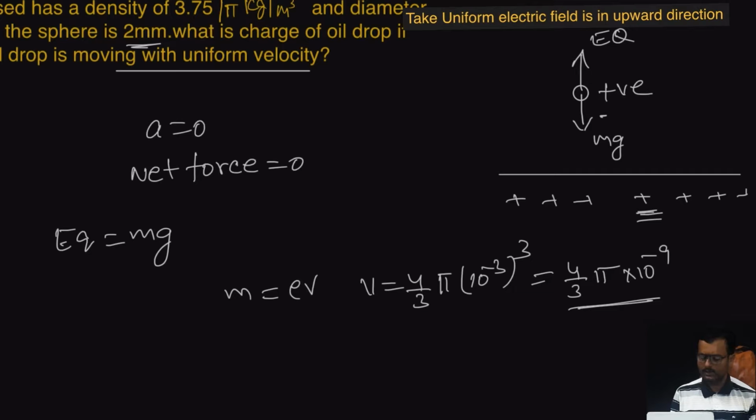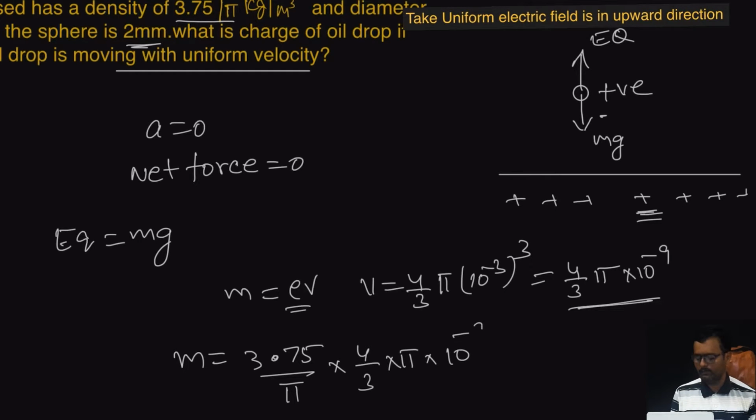So what is the mass of the body? Mass is density times volume. The density given is 3.75 by pi, so mass is 3.75 by pi into 4 by 3 into pi into 10 power minus 9 kg. Pi cancels. Three 1s are, three 2s are, three 5s are.